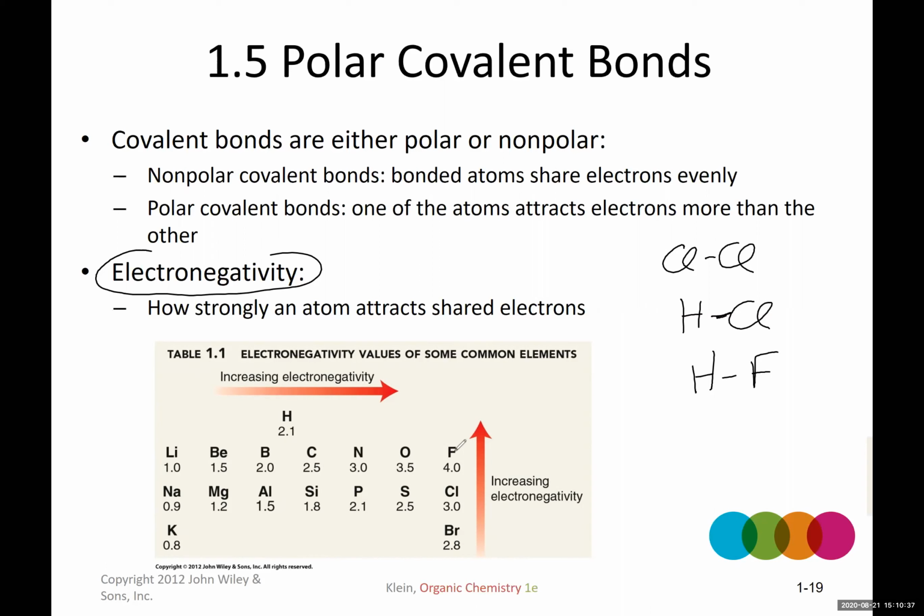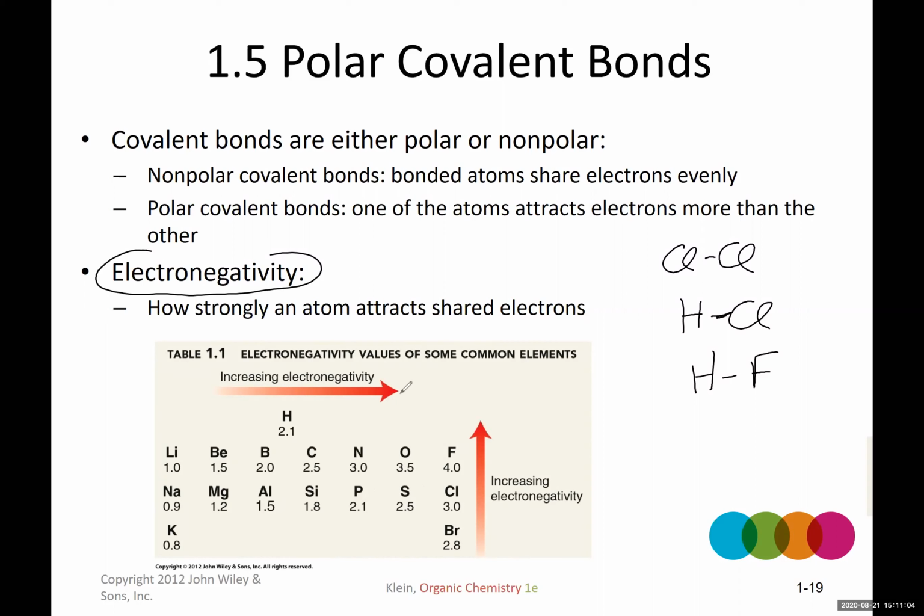As you move across a row, you have an increasing number of protons, positive charges in the nucleus. The size of the atom hardly changes, so that increased positive charge pulls on shared electrons much more strongly. You'll also see that the electronegativity goes up as you move up a column. The higher up a column you are, the higher the electronegativity.